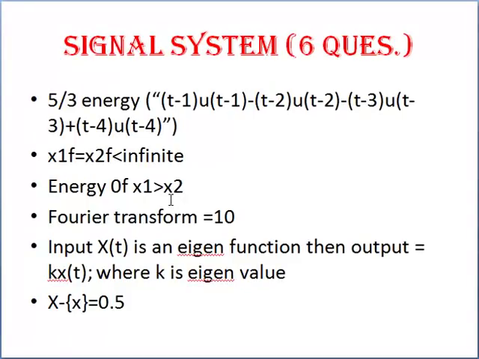There was one more question from the Fourier transform. The answer of that question is equal to 10. There was one function given, 1 upon (j omega plus 10) whole square, something like that. And there was one more question. A continuous time input signal x(t) is given, which is an eigen function. Then what is the output? The answer of that question is k into x(t), where k is an eigen value.